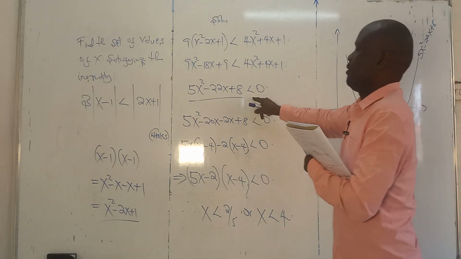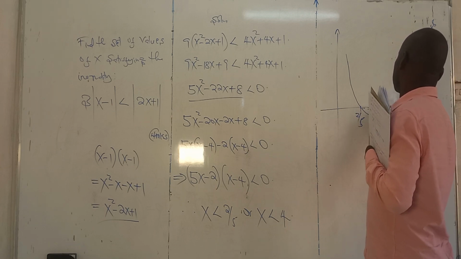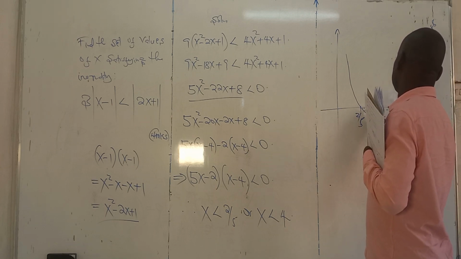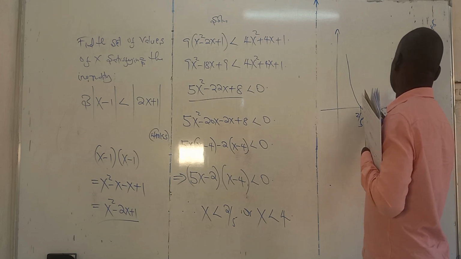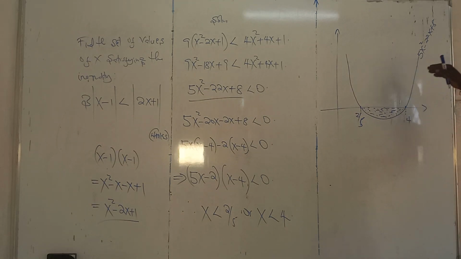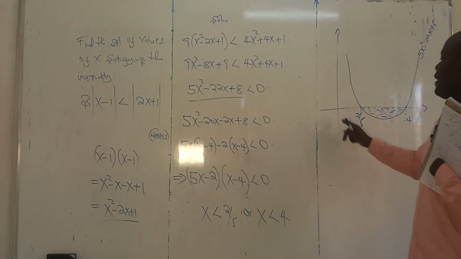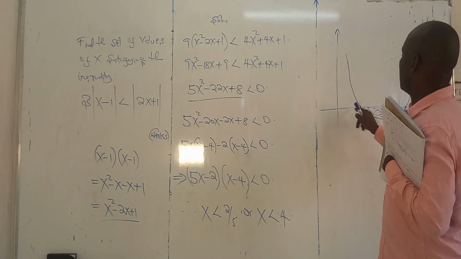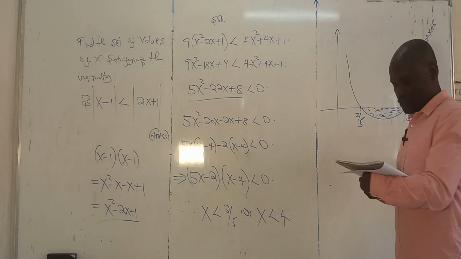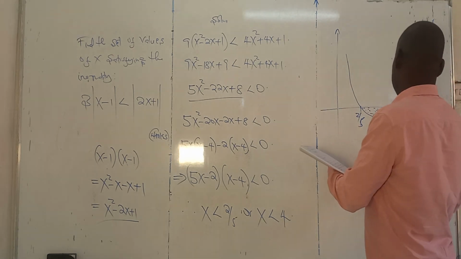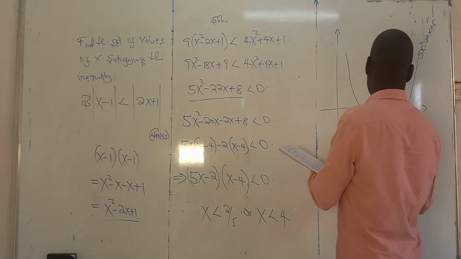But here we are given the restriction less than 0. It means we are going to consider only this part of the function, where it is below 0. So we are considering the part of the curve which is below, and that gives us the shaded region. And if that is the case, then we can write our inequality as such.